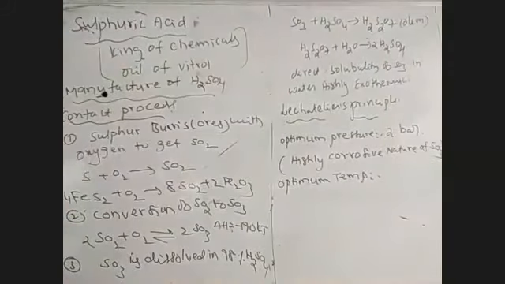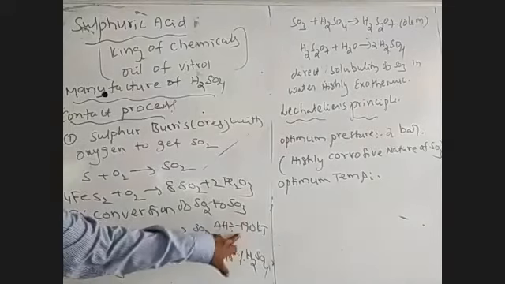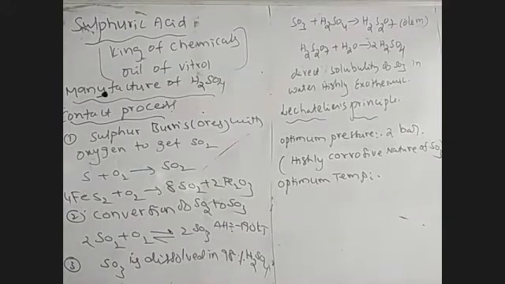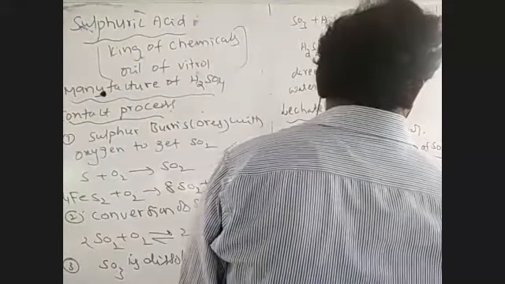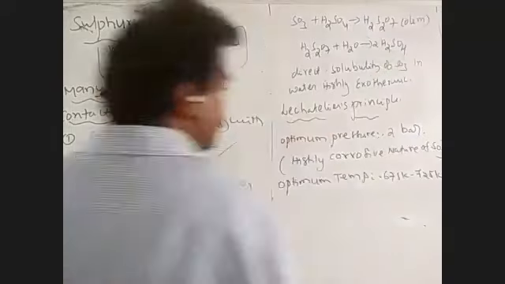Generally, the formation of SO3 is an exothermic reaction. According to Le Chatelier's principle, exothermic reactions are more favorable at low temperature. But at low temperature, the rate of reaction is very slow. So we have to apply the optimum temperature, that is 675 Kelvin to 725 Kelvin.